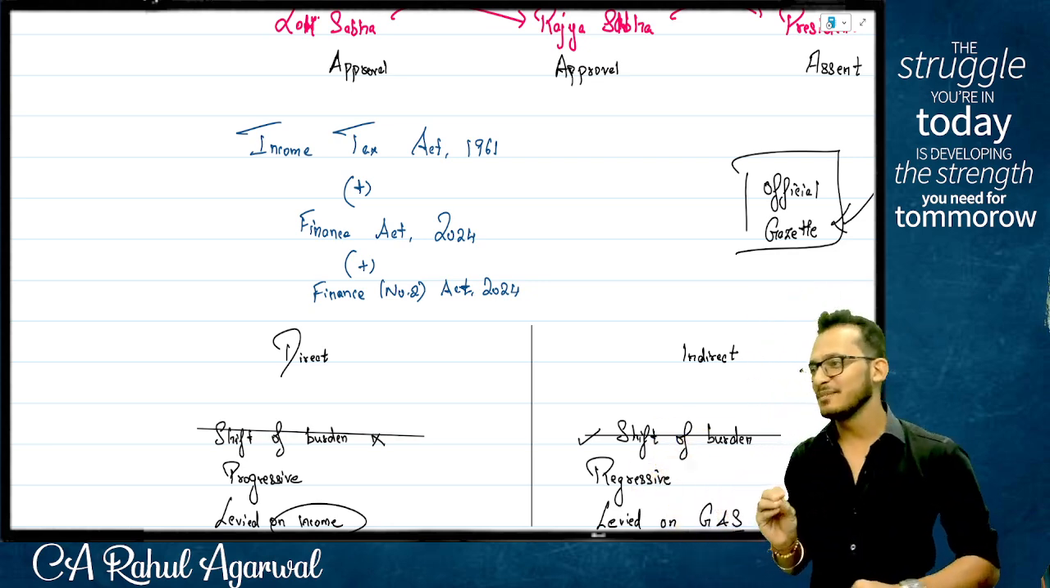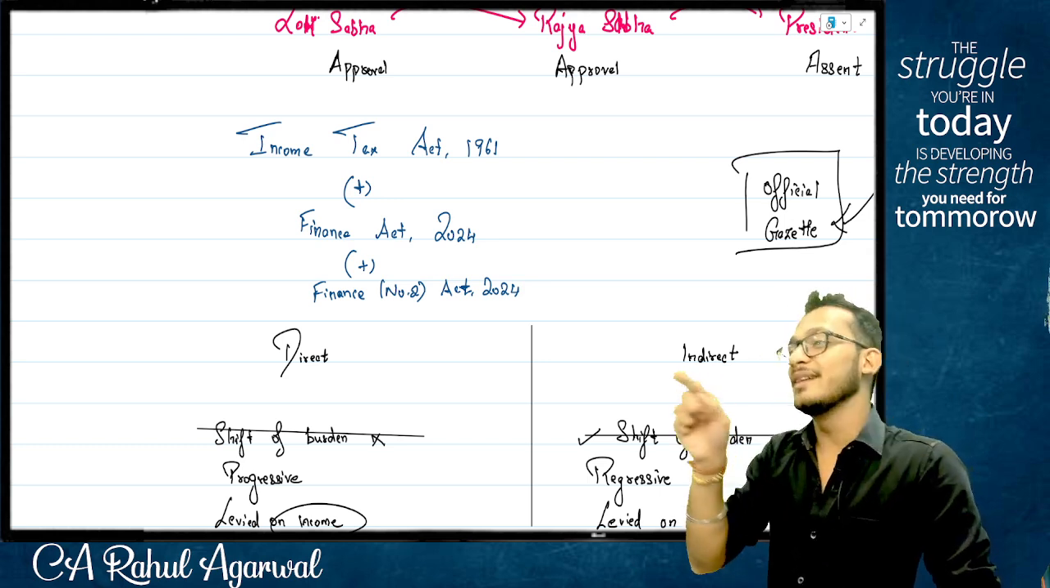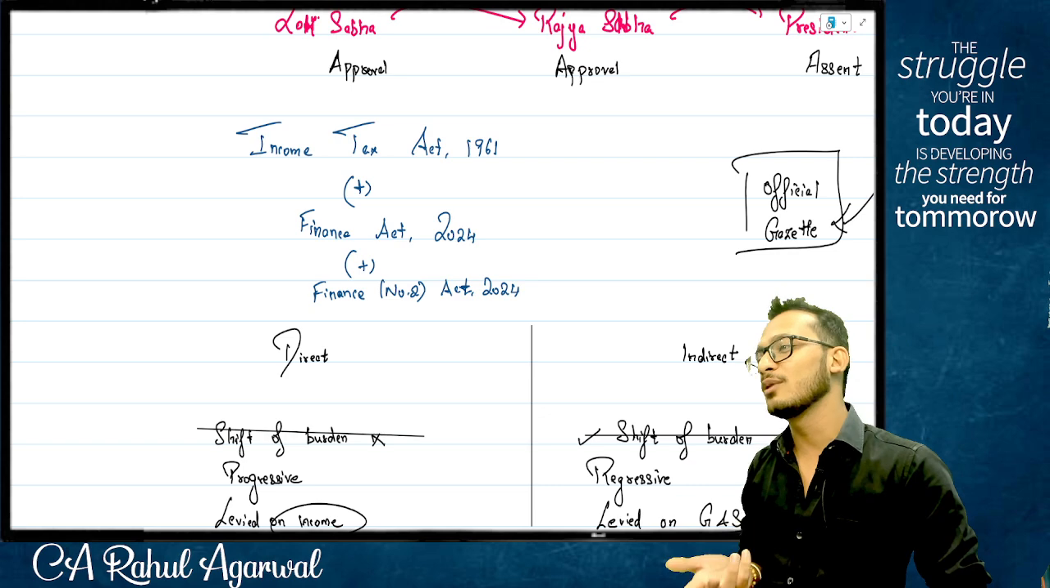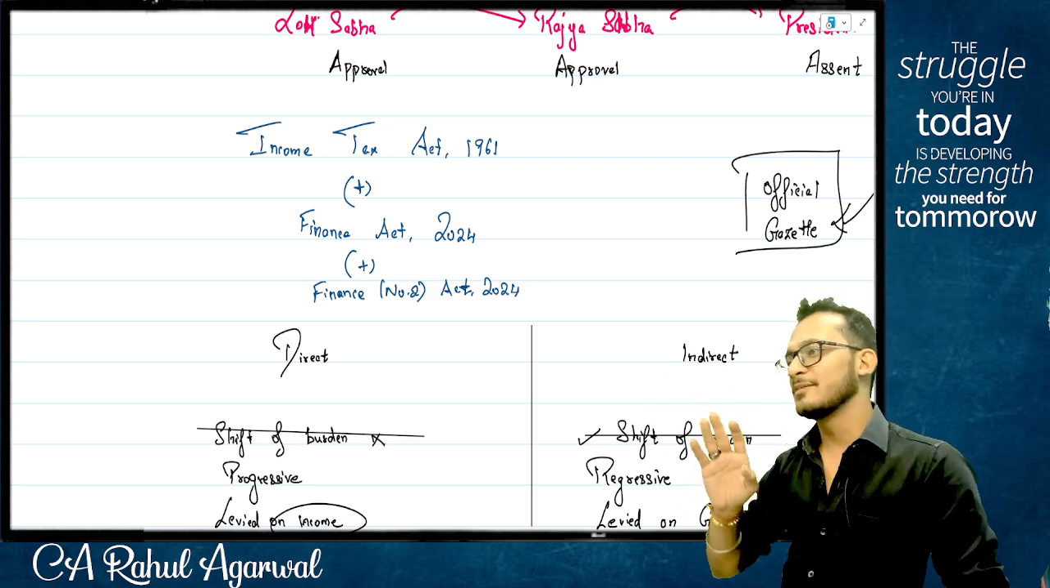That's the fun of the subject, people. The fun is that you can stand and say, you know what, the government itself is making a mistake. Who are we to say no to it? Yes or no? Yes, multiple mistakes are there in this budget.